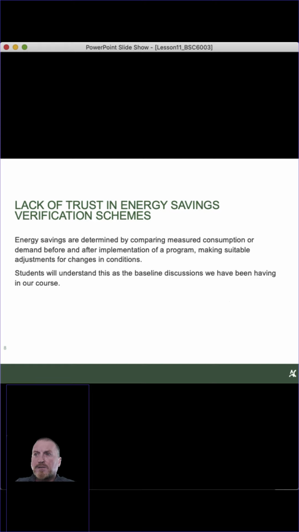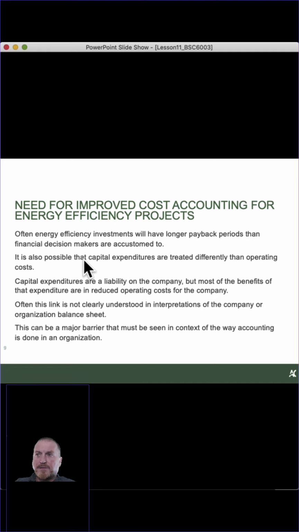Okay, so energy savings must be determined. They must be able to be demonstrated. And clearly that requires a baseline. As we've learned in our course, you need to be able to establish a baseline to be able to establish and verify that improvements against that baseline have been achieved by the investments or the process changes that have been taken, based on your business case or any other plan that you might develop. And another major problem in energy management is cost accounting.